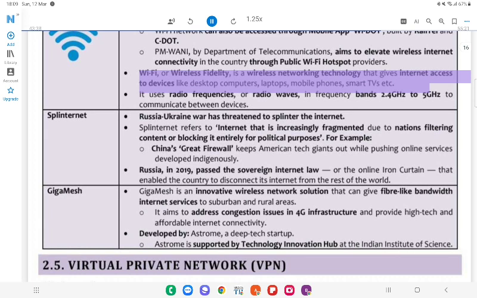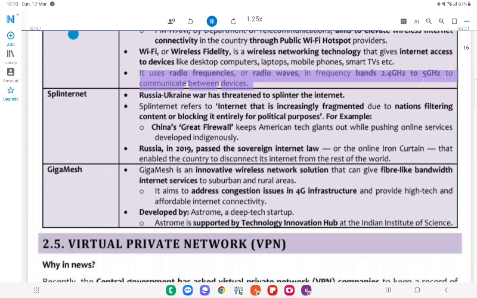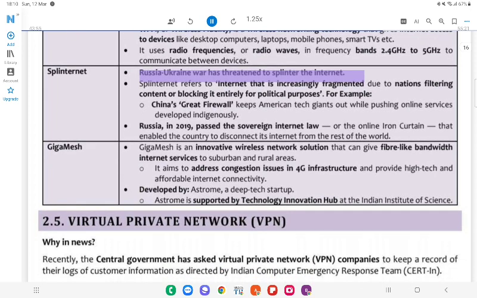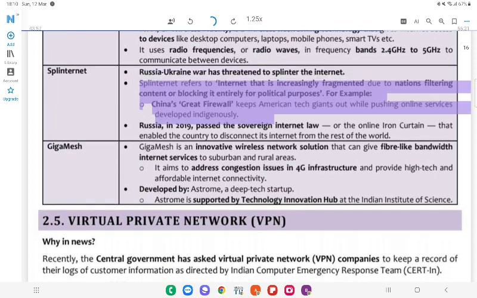Wi-Fi, or wireless fidelity, is a wireless networking technology that gives internet access to devices like desktop computers, laptops, mobile phones, smart TVs, etc. It uses radio frequencies, or radio waves, in frequency bands from 2.4 GHz to 5 GHz to communicate between devices. The Russia-Ukraine war has threatened to splinter the internet.